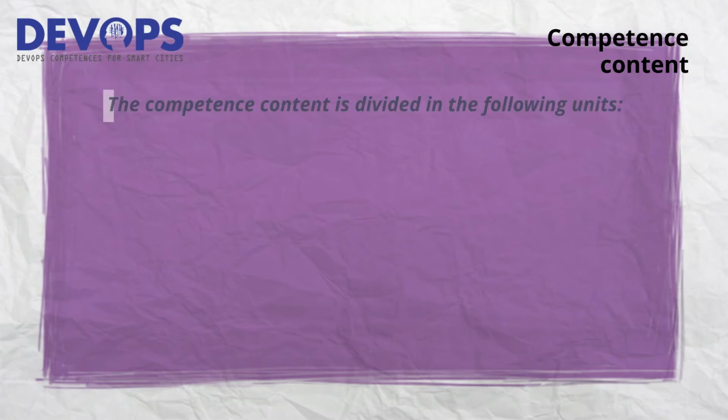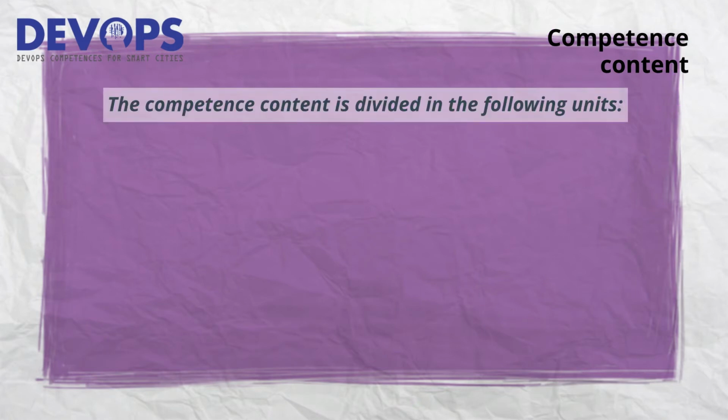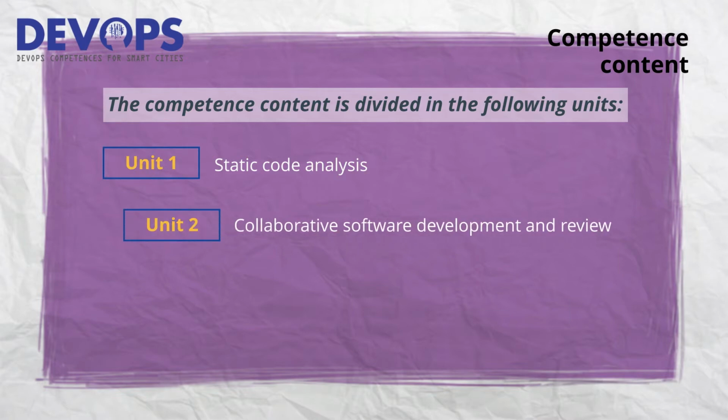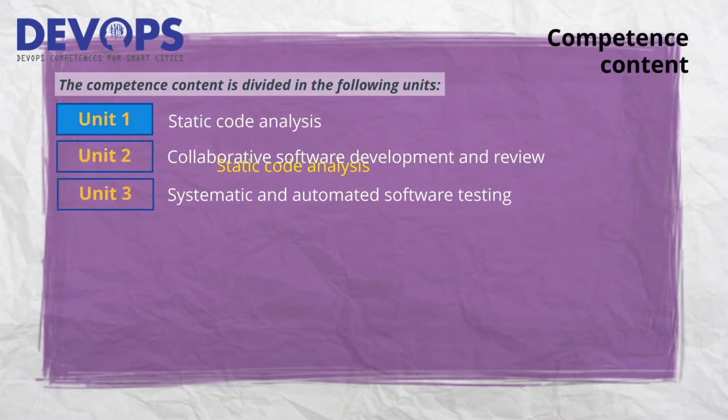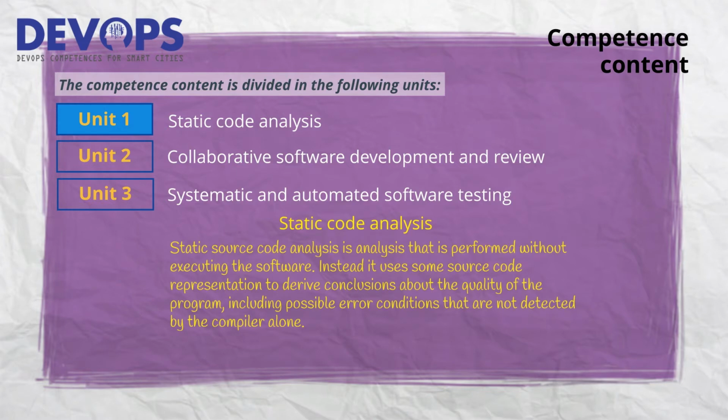Competence content. The competence content is divided in the following units. Static code analysis. Collaborative software development and review. Systematic and automated software testing. The first unit presents static source code analysis. Static source code analysis is analysis that is performed without executing the software. Instead, it uses some source code representation to derive conclusions about the quality of the program, including possible error conditions that are not detected by the compiler alone.